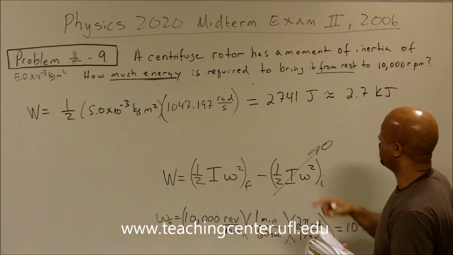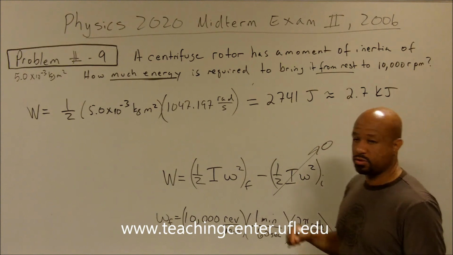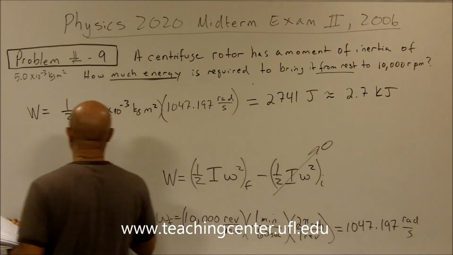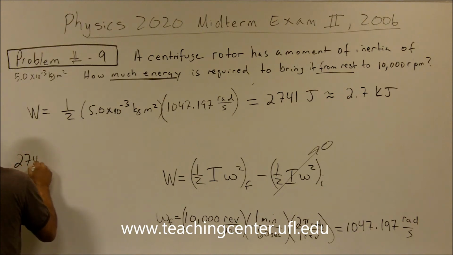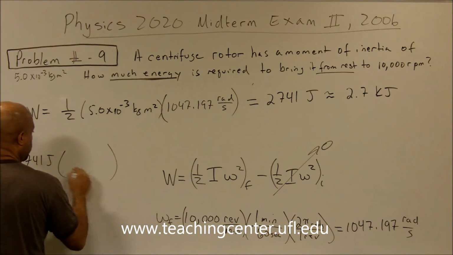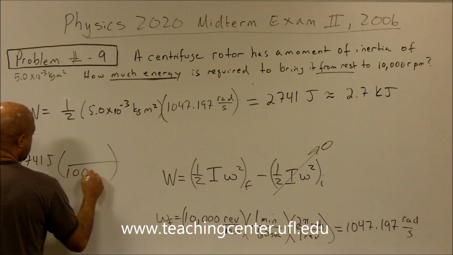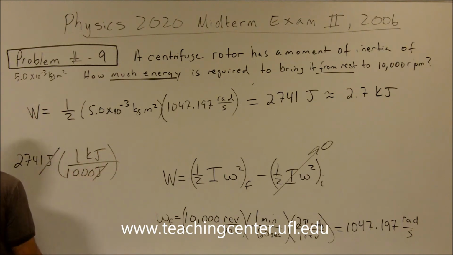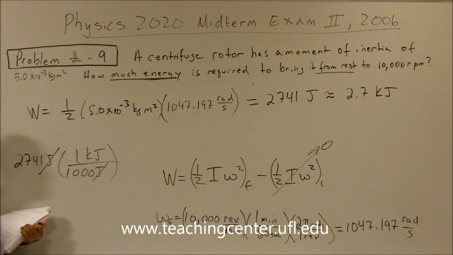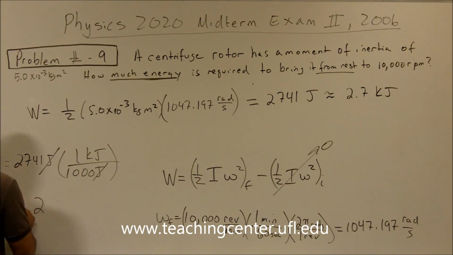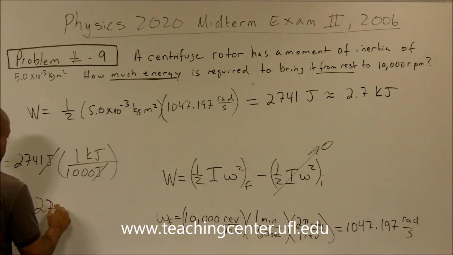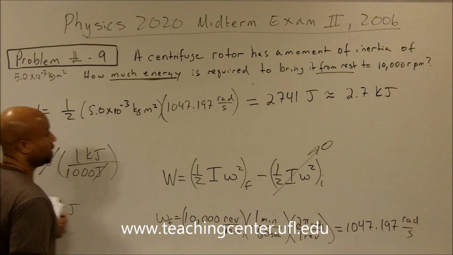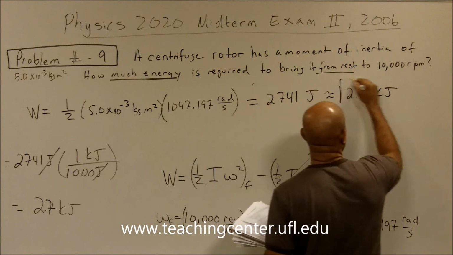Okay, so how did I get 2.7 kilojoules? Well, we know that 2,741 joules. We know that there are 1,000 joules in 1 kilojoule. All right, so simply all you do is move the decimal place over 3 places. So that's just 2.7 kilojoules. And this is the answer.